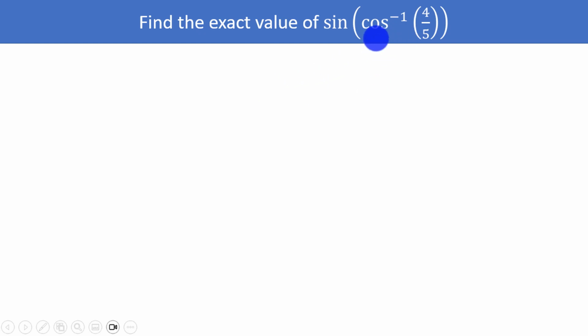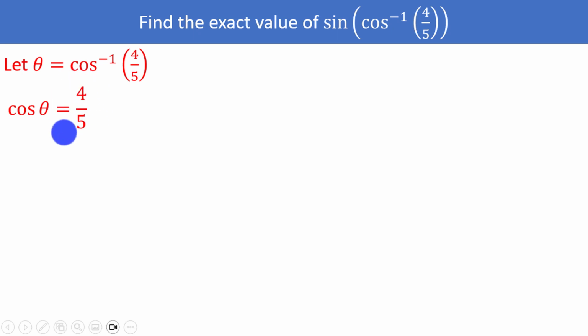Well, what I do is I label the inside as theta. We can think of this whole argument as just some angle that we're taking sine of. Sine of inverse cosine of 4/5, that's going to be our theta. So let theta equal the inverse cosine of 4 over 5. Just think about what this is asking you. This is saying cosine of some angle gives me 4/5, or in other words, cosine of theta is equal to 4 over 5. So basically, we're trying to find the angle such that cosine of that angle gives me 4 over 5.